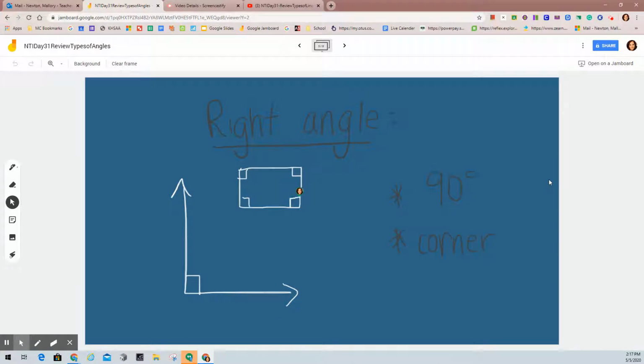So this video is really good for you guys if you have trouble identifying different types of angles and shapes, because that's what you're going to be asked to do tomorrow. So we're continuing to look at those attributes of different shapes. Another shape that has a right angle is a square. It has 4 right angles. And another shape that has a right angle is a right triangle that looks like this.